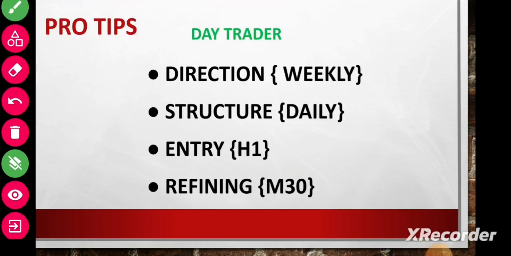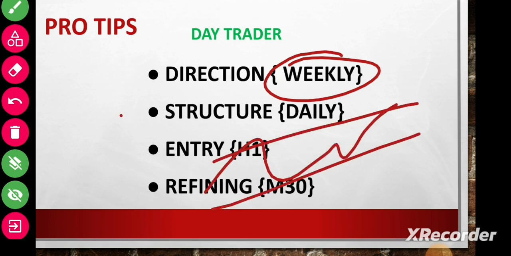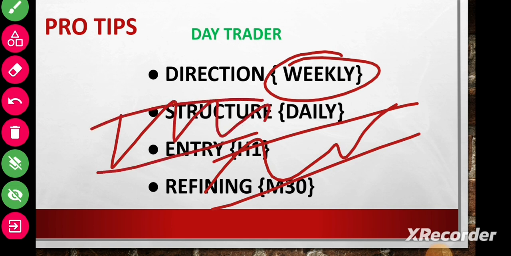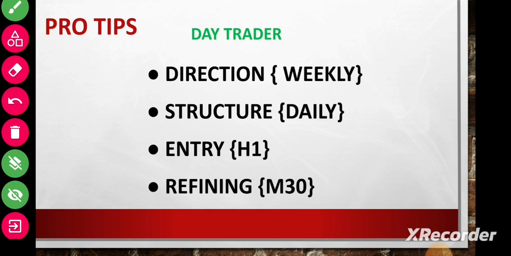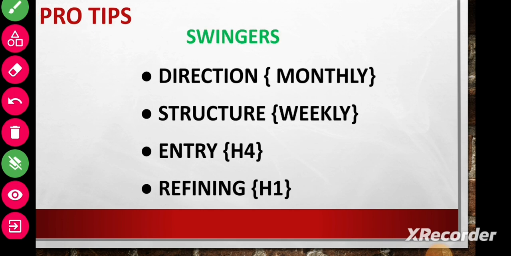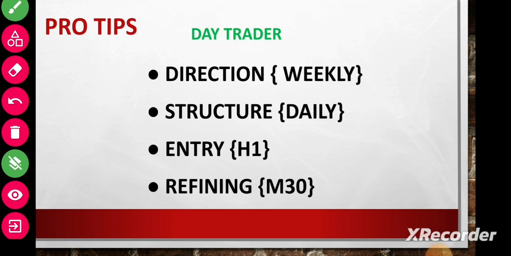If you are a day trader, you want to make your money in the day, from morning up to noon, or from noon up to evening, like that. If you are a day trader, not a swinger, take your direction in weekly. Open the chart, go to weekly, find the higher highs and higher lows, or the equal highs and equal lows, or the lower lows and the lower highs in the weekly time frame. Then mark your structure, and find the point of interest in a daily time frame. Only in a daily time frame will you find your direction zone.